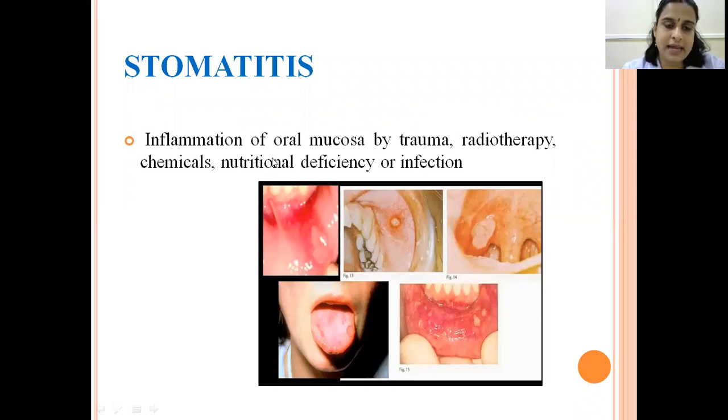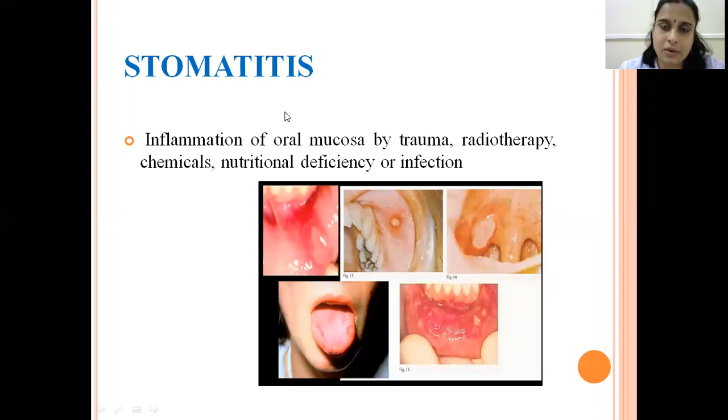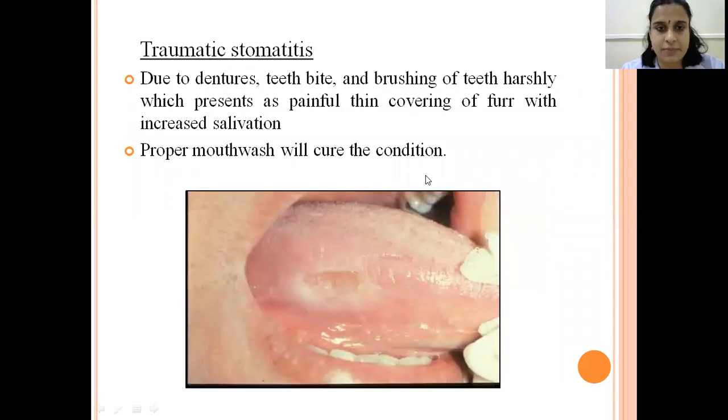So stomatitis, itis, is nothing but inflammation of the oral mucosa, either because of trauma or nutritional deficiency, or because of external chemicals, radiotherapy, or infection. There are various types of stomatitis. I shall be dealing with a few of the important types of stomatitis.